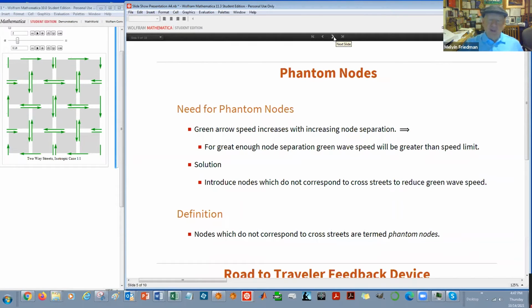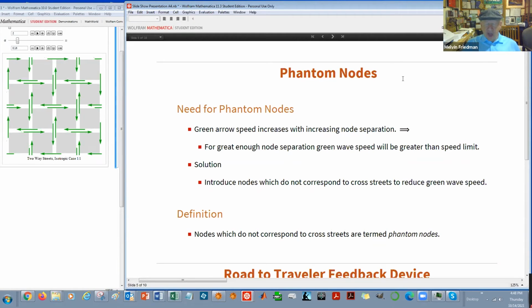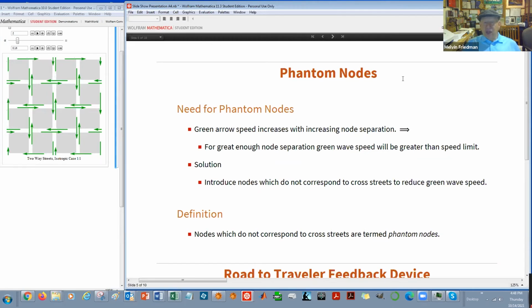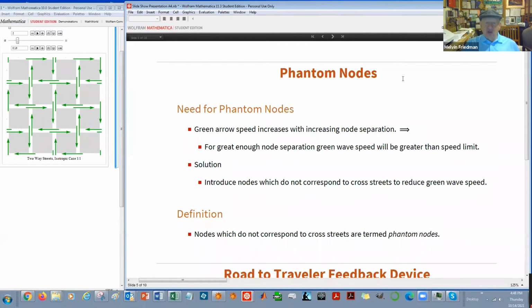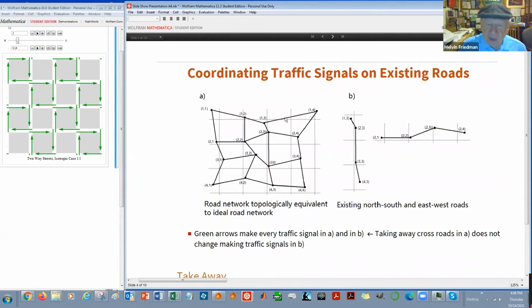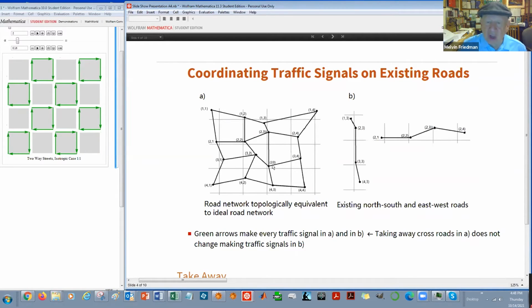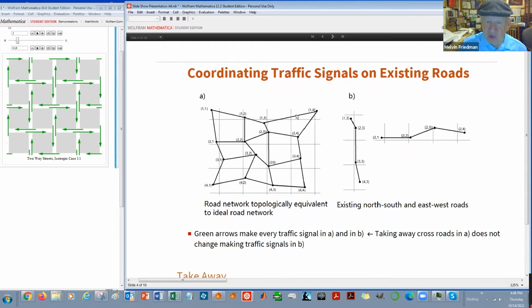Now, there is a problem with what I showed in the previous slide. If the distance between nodes is really great, then the green waves may be moving quicker than the speed limit. There's a way to counter that: you can introduce phantom nodes. I'll go back to the previous view graph. For example, here, if a vehicle went from here to here, and this was a reasonable speed at this corner, then the speed over here might be really excessive, above the speed limit. That is, the green waves might be going too quickly.